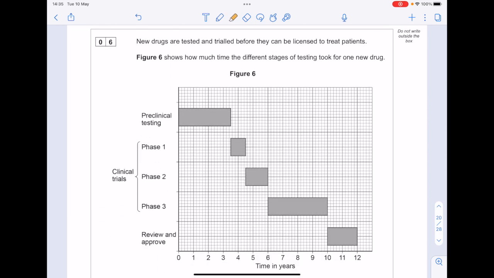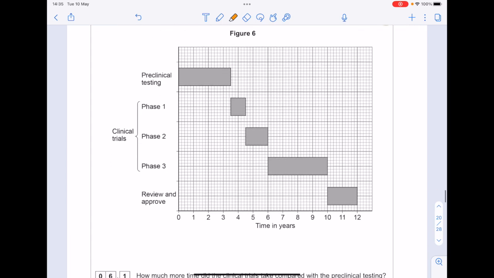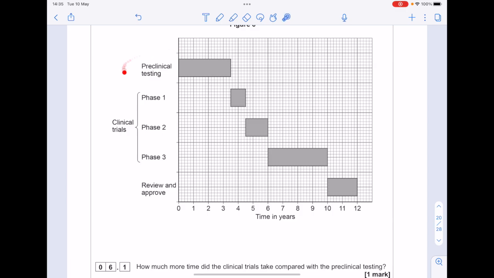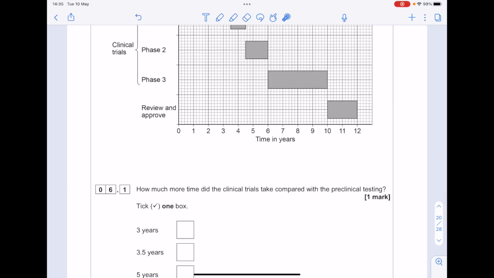New drugs are tested and trialled before they can be licensed to treat patients. Figure 6 shows how much time the different stages of testing took place for one new drug. So this is the preclinical testing that takes place on either animal cells or tissues. These are the healthy volunteers, these are the ones suffering, and these are the ones where we're considering dosage. How much more time did the clinical trials take compared to the preclinical testing?